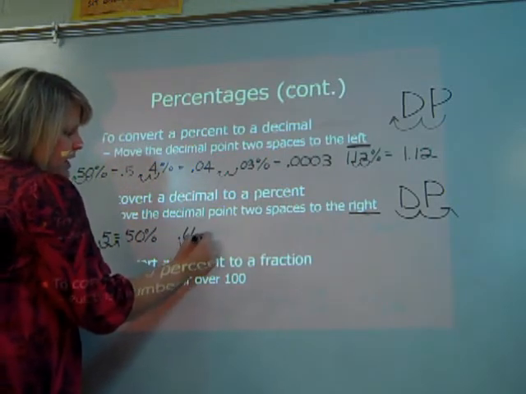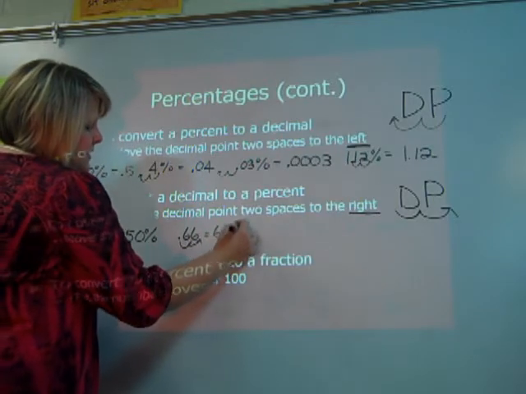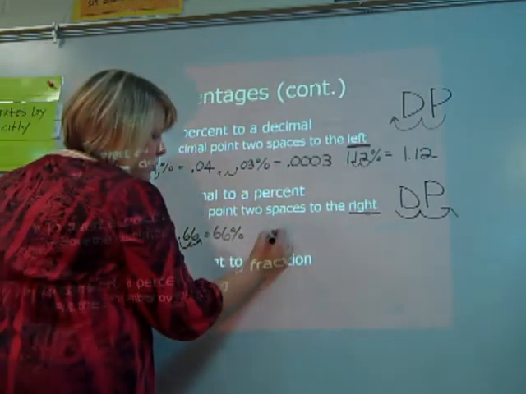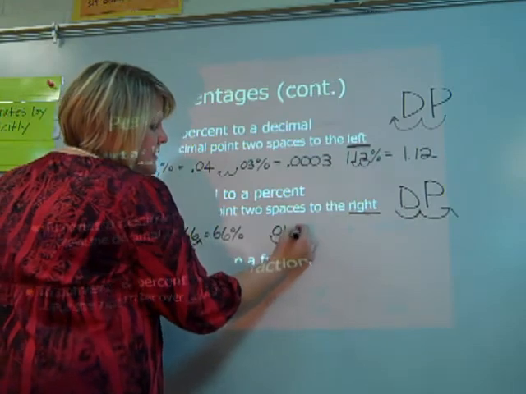0.66, two to the right, that's 66%. 0.01, two to the right, that's 1%.